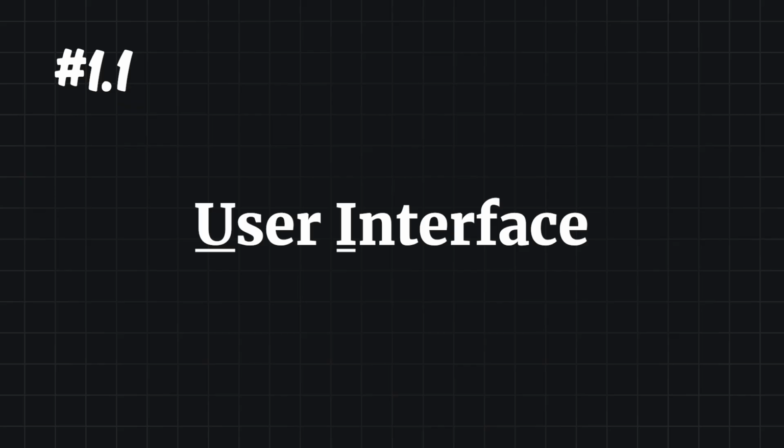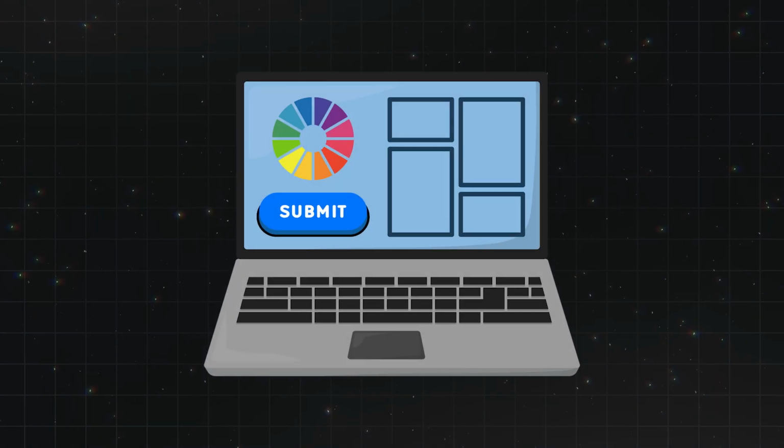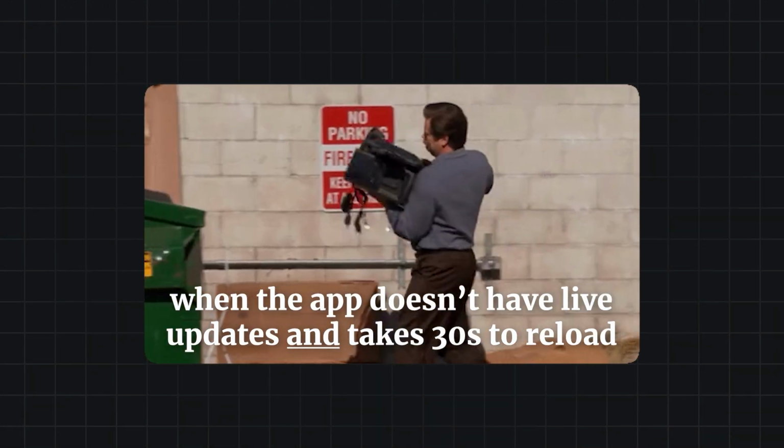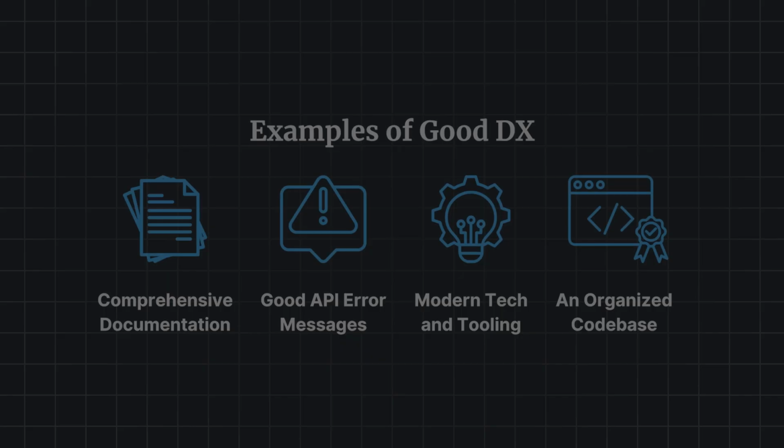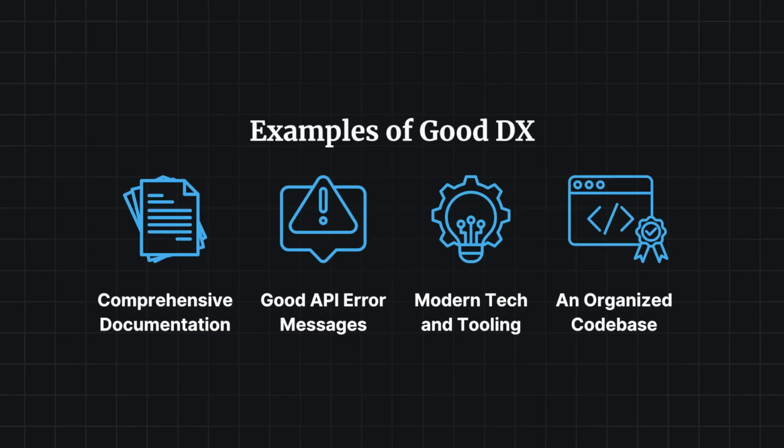UI stands for user interface, what users see and click, buttons, layouts, colors, etc. UX is the user experience, how it feels to use your app, from speed to clarity to even emotional vibe. And DX is the developer experience, how smooth it is for developers to build, test, and maintain the product.